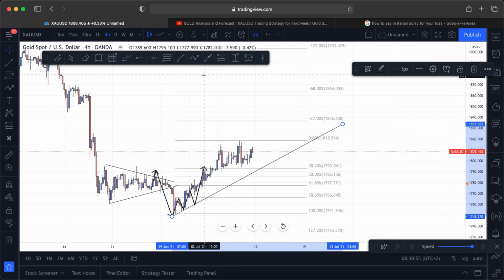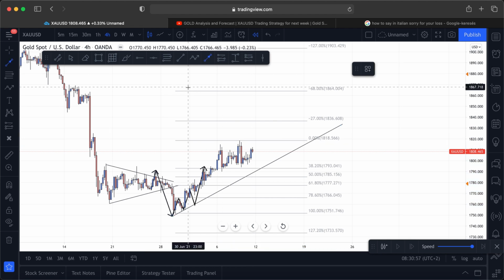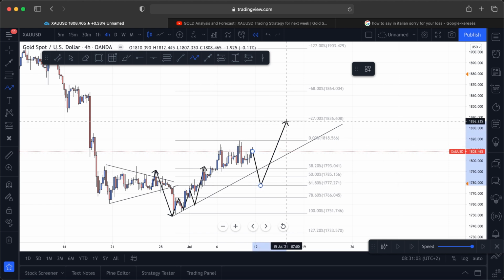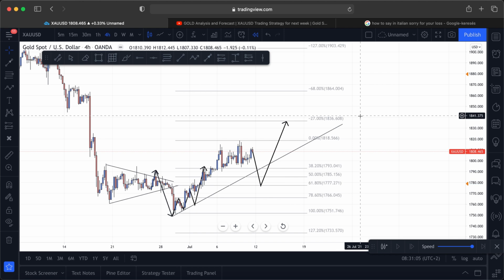So what I would expect is definitely the price to come back down and retest the 61.80 level and then all the way back up to 1836. Now, what kind of technicals point to this direction is definitely difficult to say, but I would expect some kind of bigger correction. By bigger correction, I mean something in the range of $40 to $50, all the way from 1808 down to 1777, and then all the way back up.